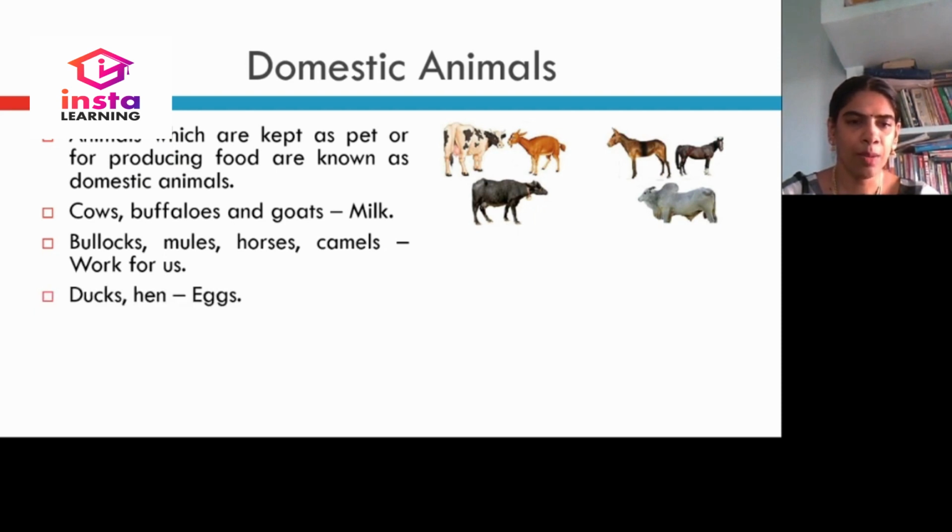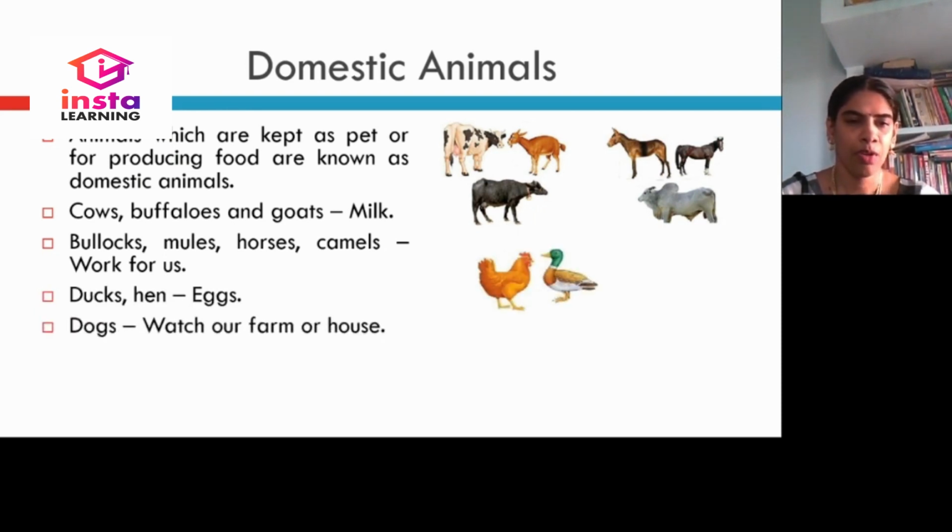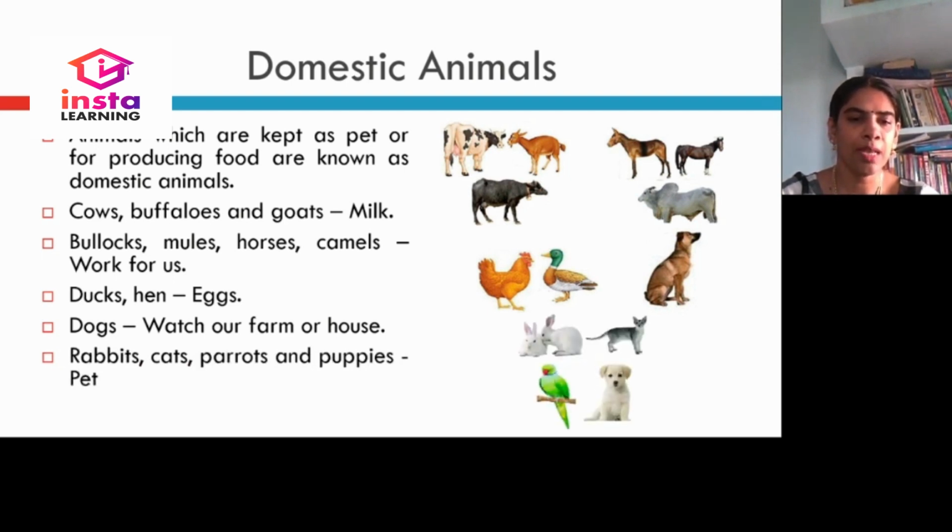Ducks and hens provide us with eggs. Dogs keep watch over our farms or houses. Rabbits, cats, parrots and puppies are kept as pet animals.